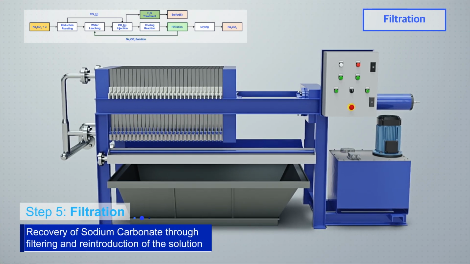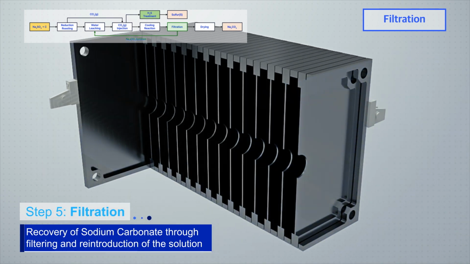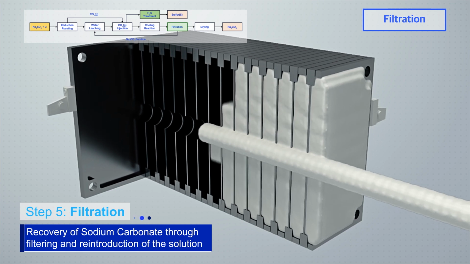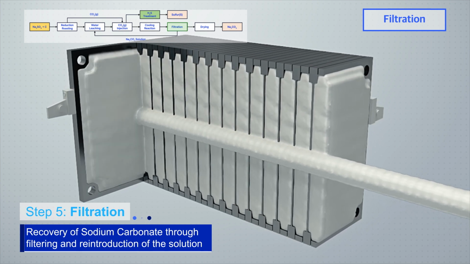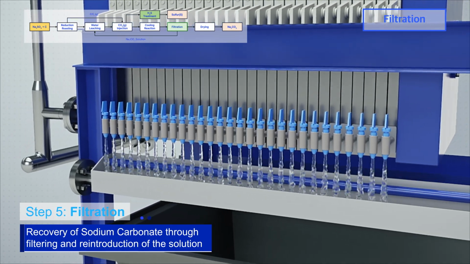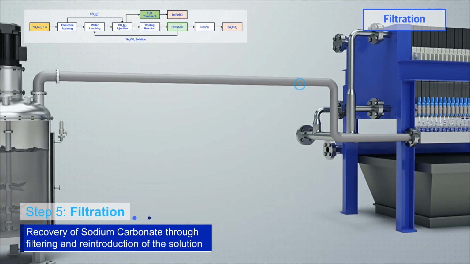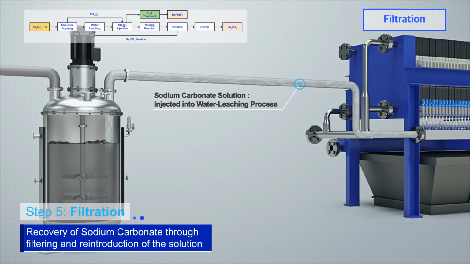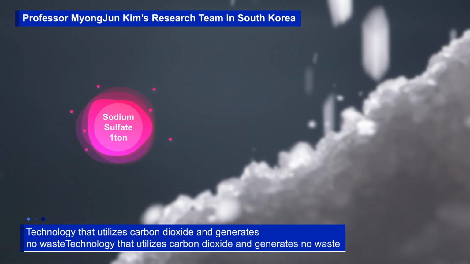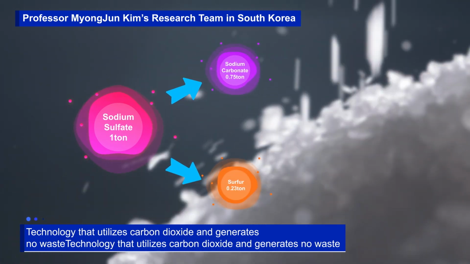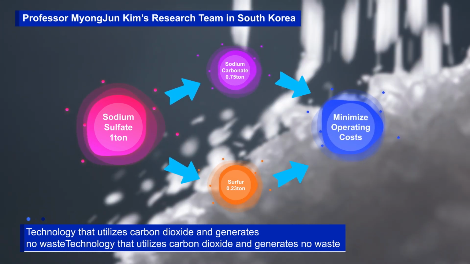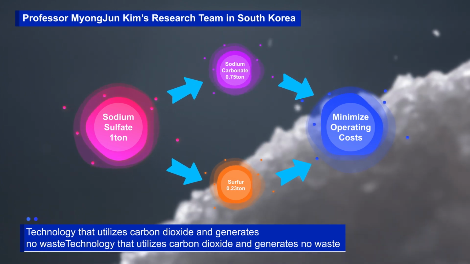In the fifth step, the slurry, containing precipitated sodium carbonate in large quantities at low temperatures, is separated into solid and liquid using a filter press. The solid sodium carbonate is recovered, and the remaining sodium carbonate solution is recycled into the previous step's water leaching process. Professor Kim's manufacturing method produces 0.75 tons of sodium carbonate and 0.23 tons of sulfur from 1 ton of sodium sulfate. This is worth approximately $400 or more.